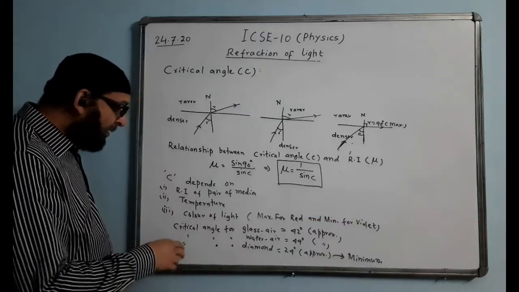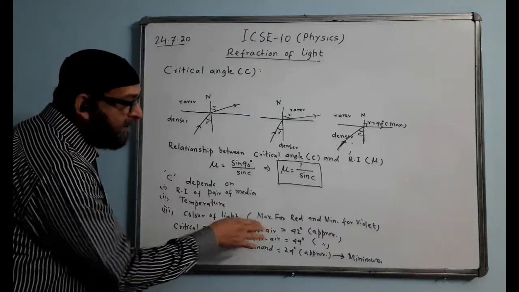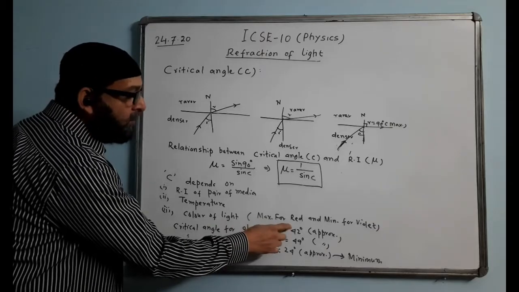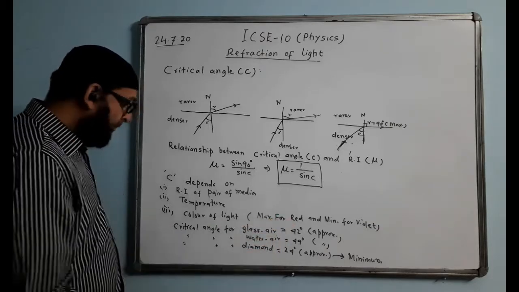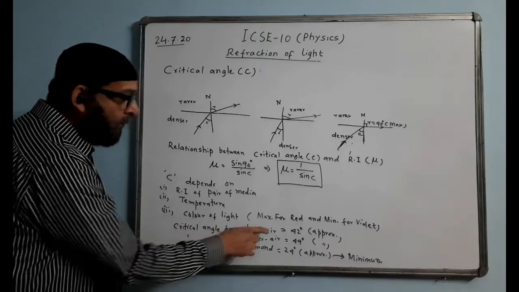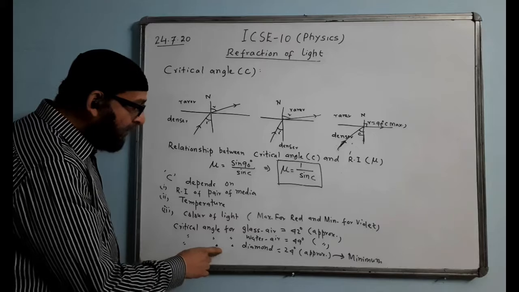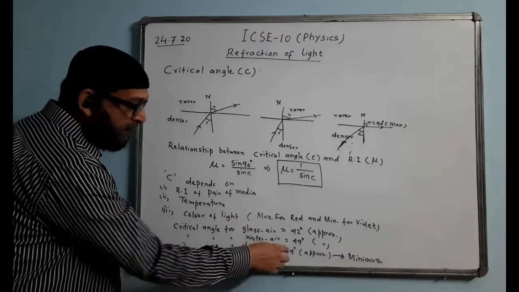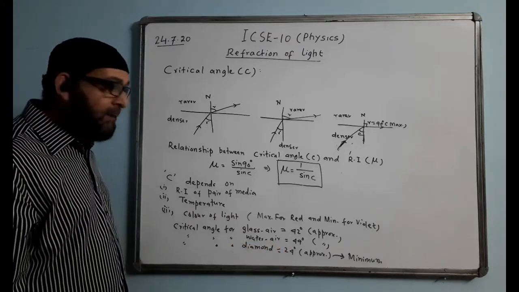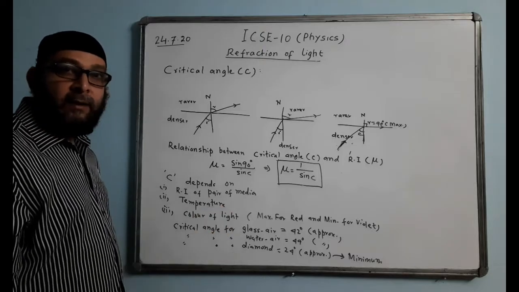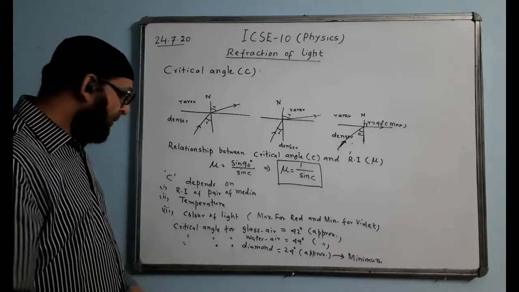In general, the critical angle value for a glass-air surface is 42 degrees. These three values we are supposed to learn by heart. The critical angle value for a water-air surface is 49 degrees, and for a diamond-air surface it is 24 degrees, which is the minimum value. So these three values we are supposed to learn by heart. Even a question may come statement-wise.